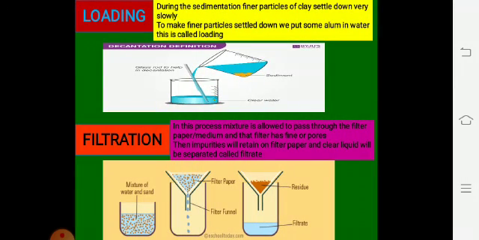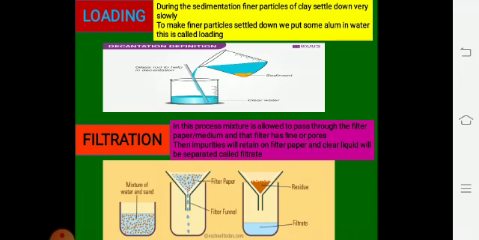Next is loading. During sedimentation, finer means very small in size. Finer particles of clay, soil, sand or any dust particles settle down very slowly, because dust particles are very small and light in nature, so they are very hard to settle down and will stay suspended inside the water.